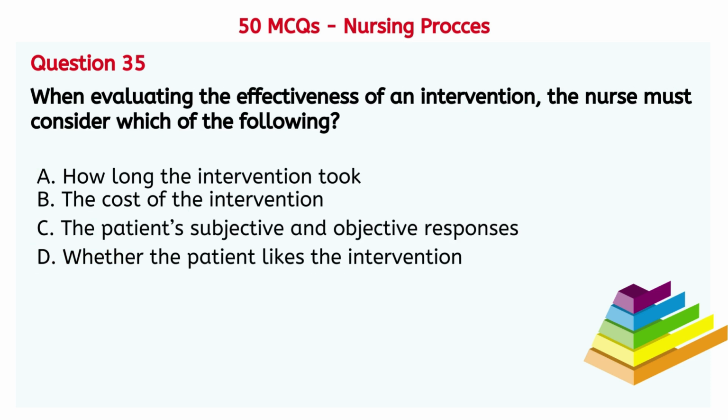Question 35. When evaluating the effectiveness of an intervention, the nurse must consider which of the following? The options are A. How long the intervention took. B. The cost of the intervention. C. The patient's subjective and objective responses. D. Whether the patient likes the intervention.